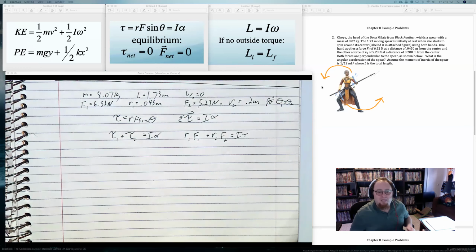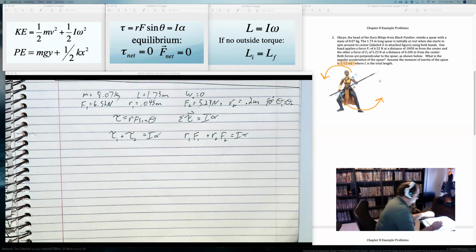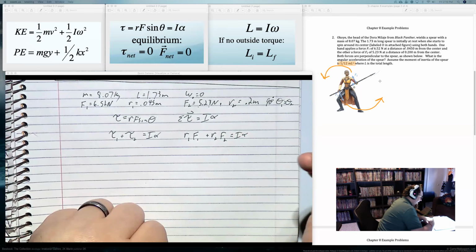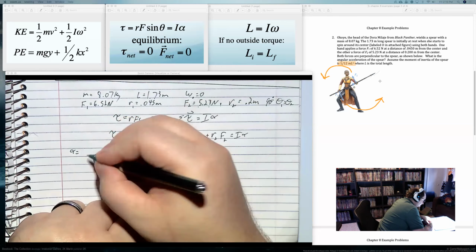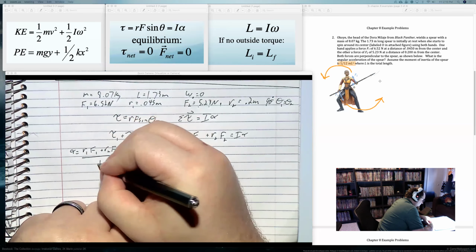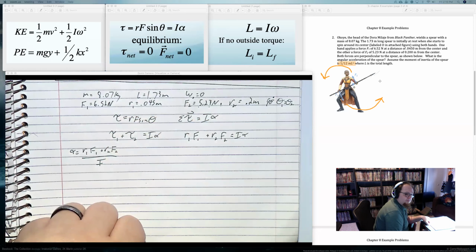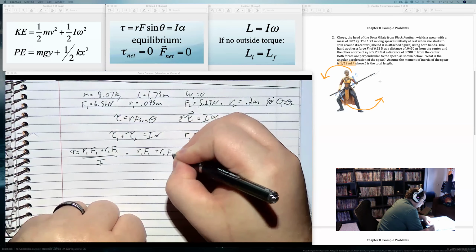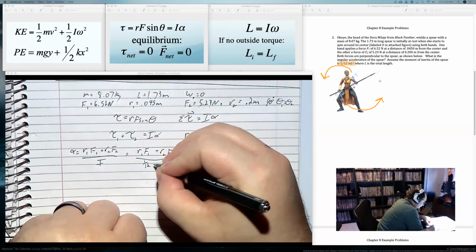Now keep in mind, I'm not going to bother writing it down, I is 1/12 ml squared. Well, actually, before I even do that, I'm solving for alpha. I'm going to divide both sides by I and say alpha equals R1 F1 plus R2 F2 over I. Well, as I just said, that is R1 F1 plus R2 F2 over 1/12 ml squared.